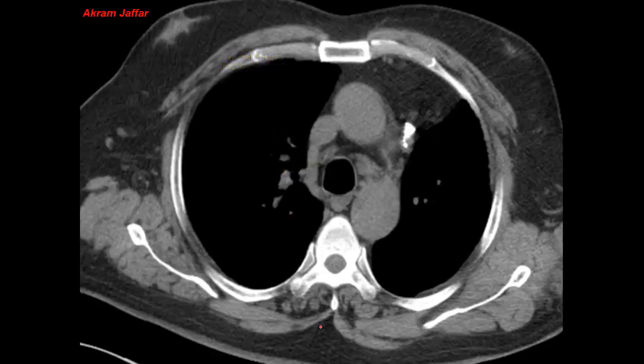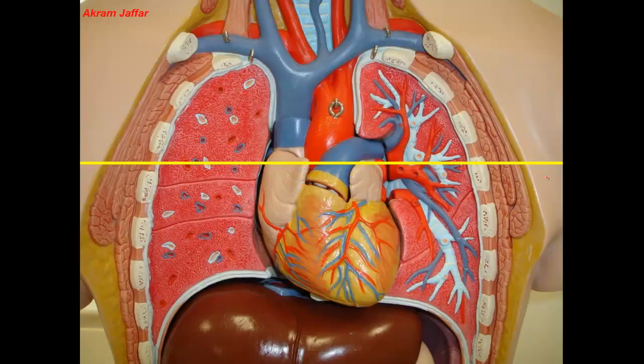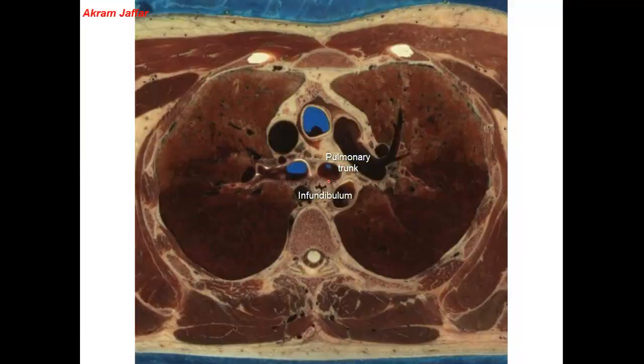This is a CT section, almost at the same level of the anatomical section that we have just seen. So we can see the ascending aorta, the descending aorta on the left side. This is the trachea. Behind it is the esophagus. And this is the superior vena cava on the right side. And you can see that the superior vena cava is receiving the arch of the azygous vein. In the next section, we're going to see the pulmonary trunk arising from the infundibulum of the right ventricle.